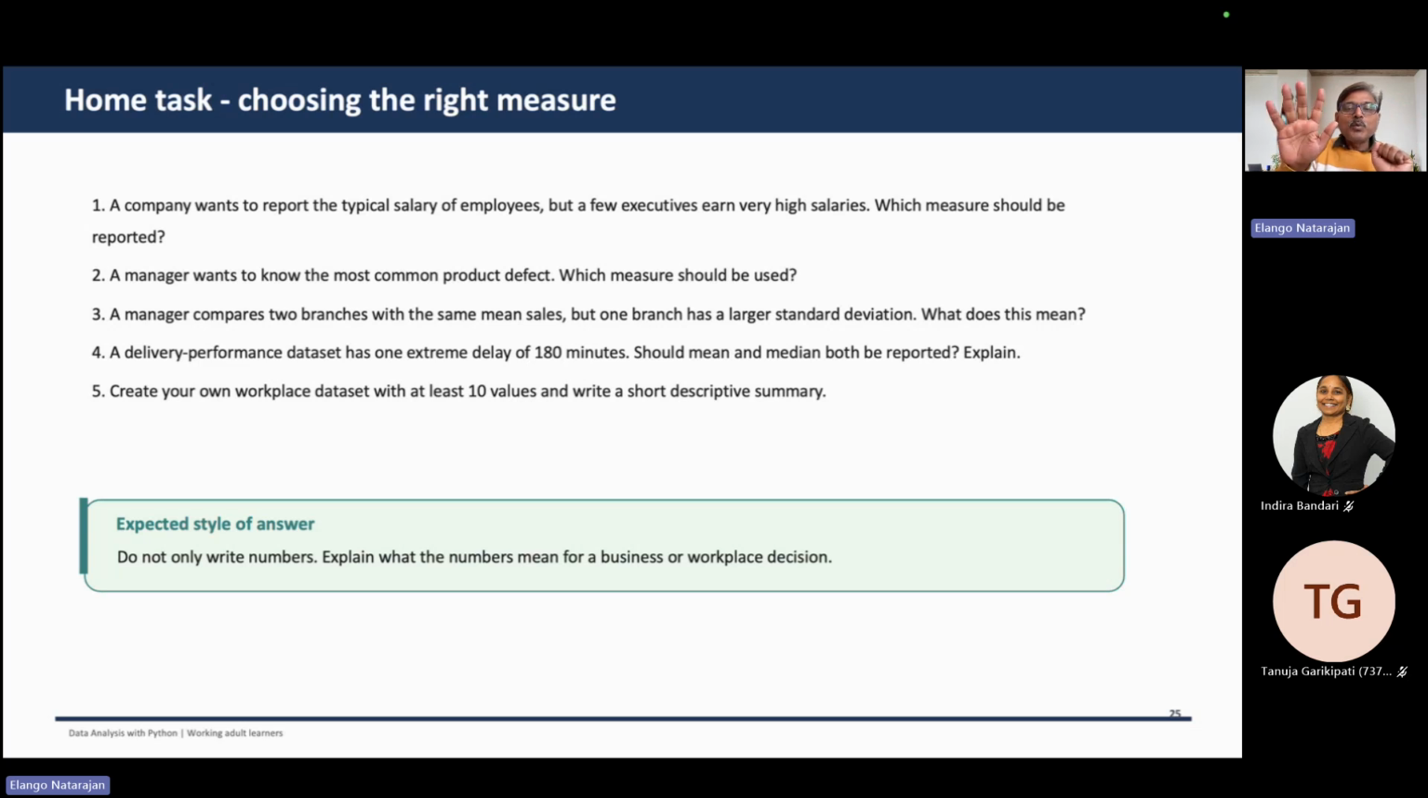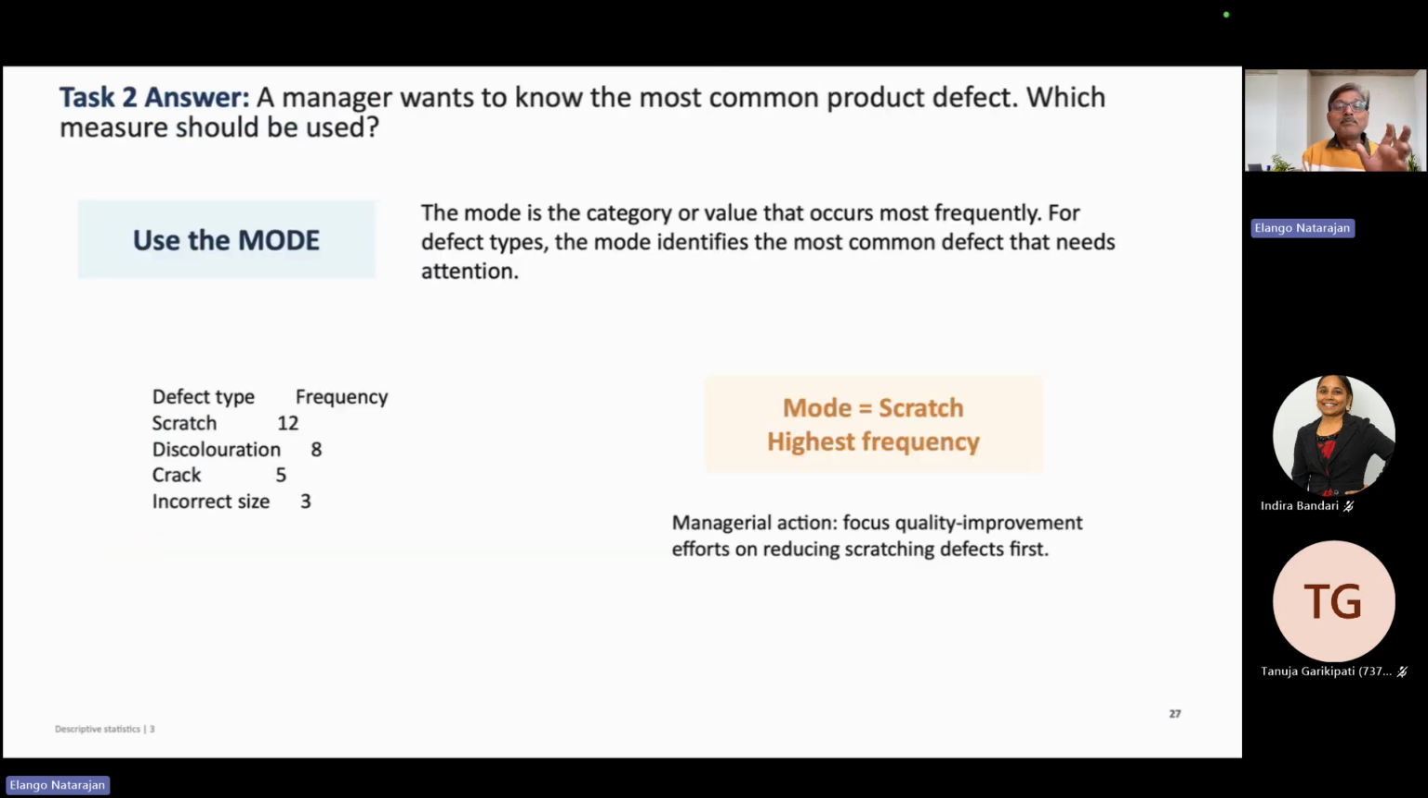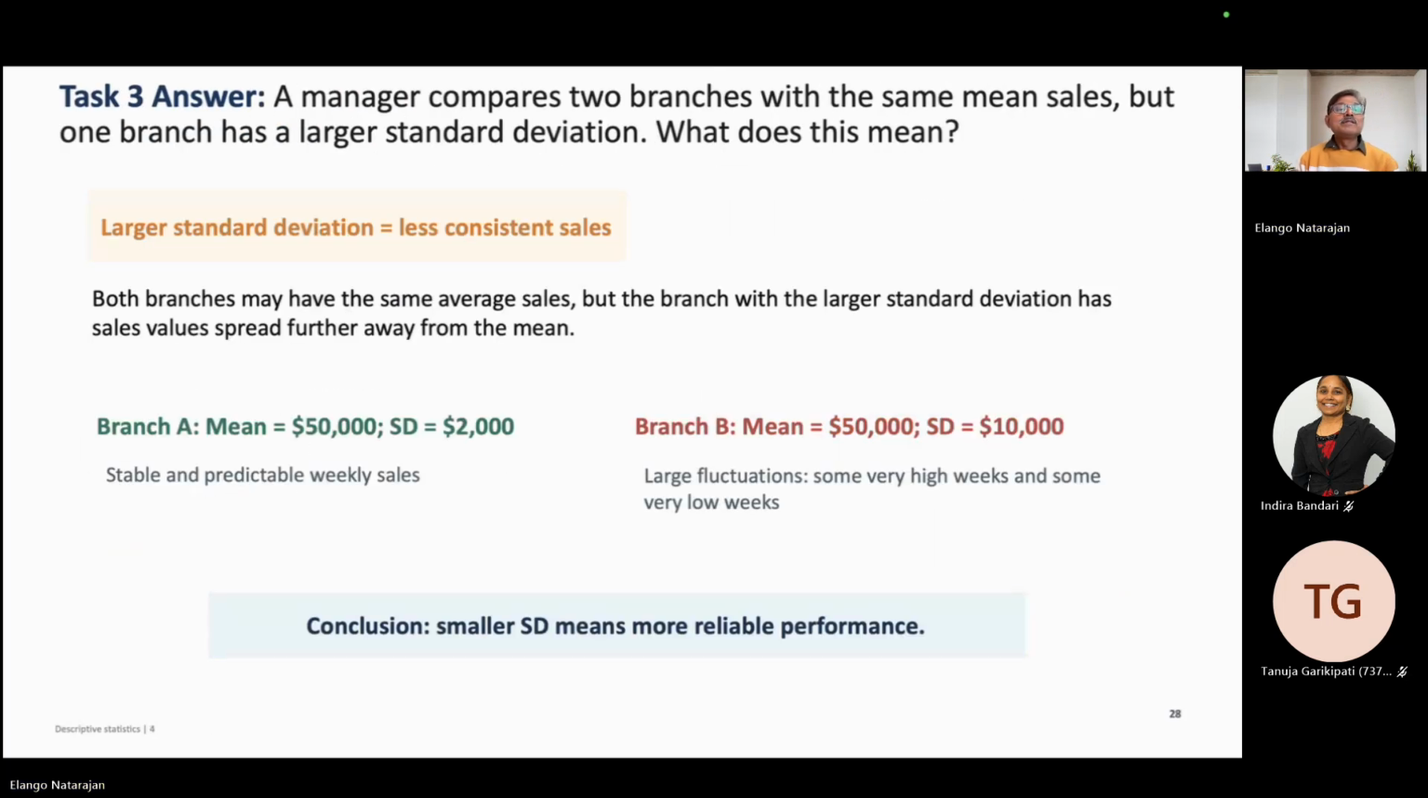When it is larger, we know that the data is not uniform, not consistent. The sales data in that particular branch is spread out, not uniformly distributed. So you can suggest to your management that it is not reliable. That particular branch has less consistent sales, with large fluctuations. When there are large fluctuations, it is high risk. So the conclusion is that a small standard deviation is reliable.